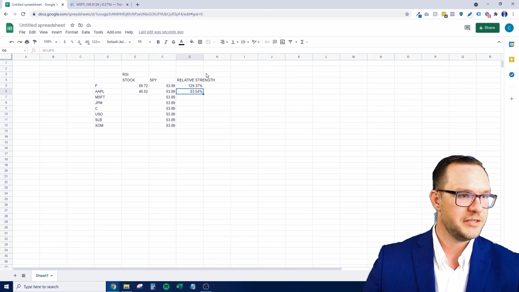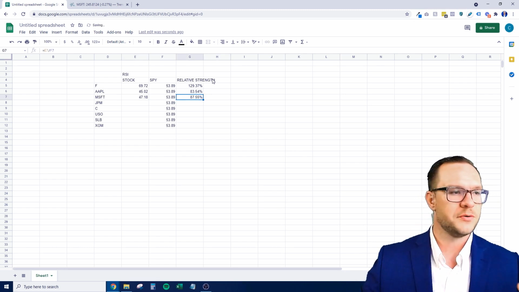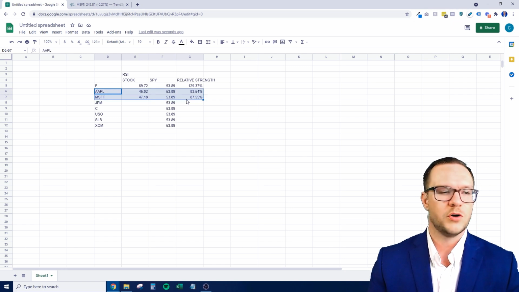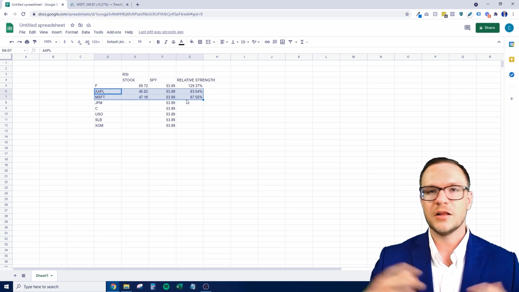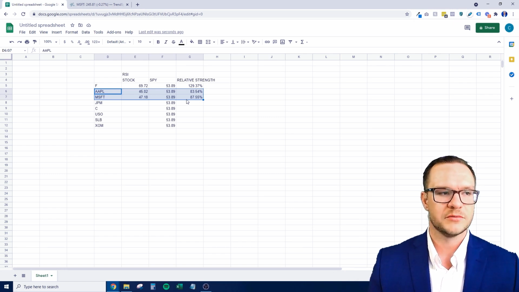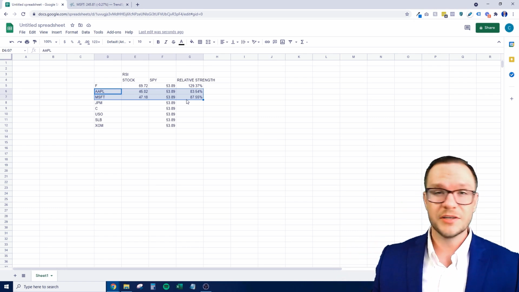Microsoft, 47.18. So now if you look at these two, if you're looking at Apple and Microsoft and you're saying, which one of these two would I buy? All else being equal, maybe every single thing about it is equal in your eyes, and you're like, I just can't figure out which one to buy. What's the relative strength tell you?